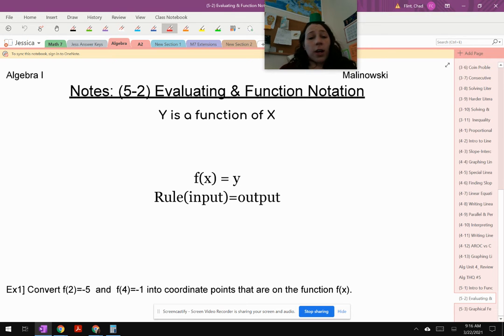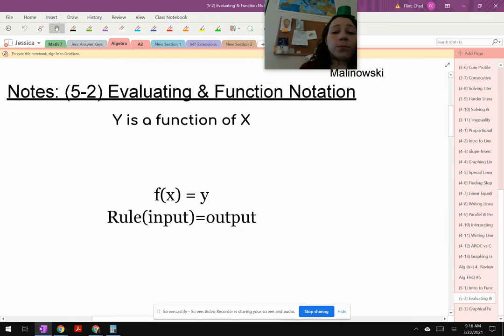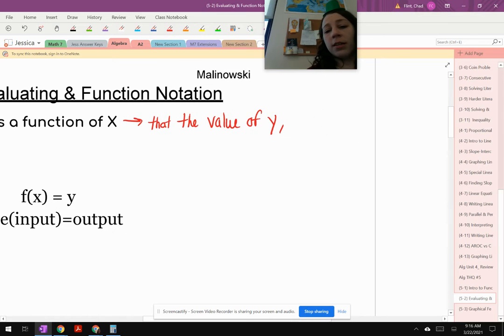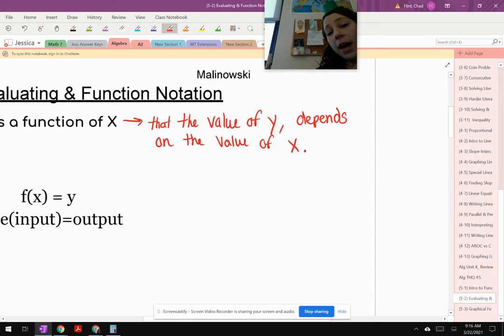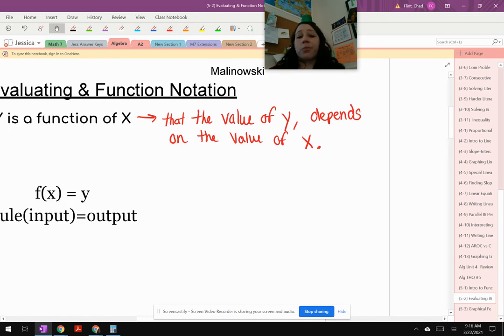So functions you briefly talked about last year. Y is a function of x. That's what's going on here. And that is, when you say that y is a function of x, you simply mean that the value of y depends on the value of x. Whatever y is, it depends on what x is.